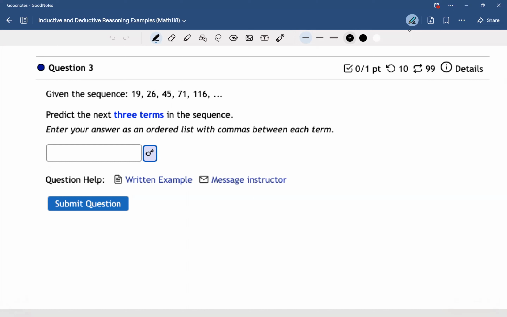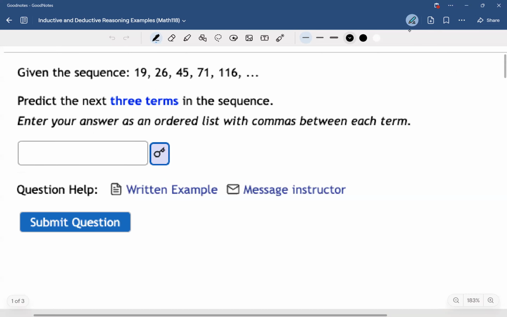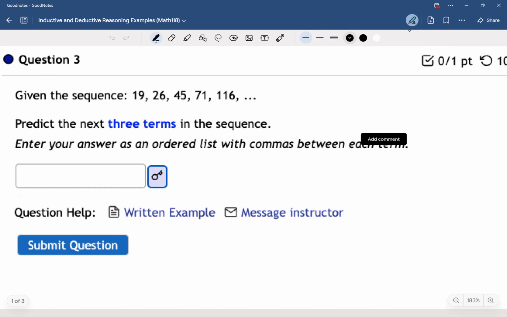Now, questions 1, 2, and 3 are all asking you to find some sort of pattern in the numbers. And I thought that 3 was the trickiest out of all the patterns, so I wanted to make sure we did this one together, okay? So it says, given the sequence 19, 26, 45, 71, 116, we want to figure out what numbers are coming next in the sequence, or in the list of numbers, okay?